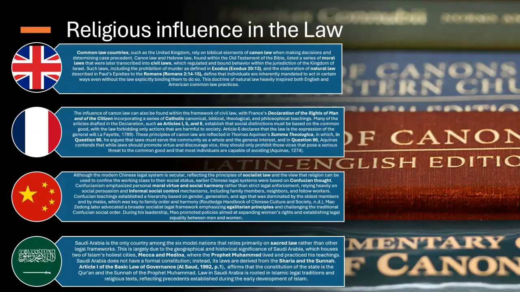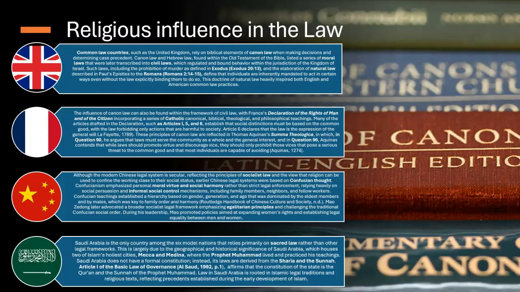Many of these laws, as defined within the Old Testament of the Bible, later elaborated natural law that enforced common law decisions. On the other hand, the influence of canon law can be found within the framework of civil law, such as in France's Declaration of the Rights of Man and of the Citizen. This legal document, written in part by Thomas Jefferson, also included a series of Catholic teachings regarding canon law, such as the principle of the common good as outlined in Thomas Aquinas' Summa Theologica.